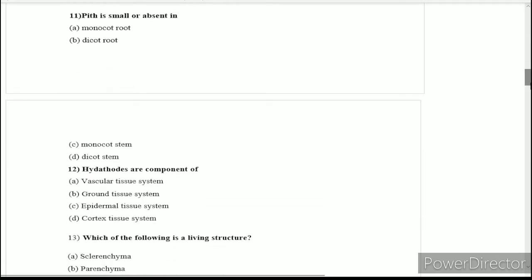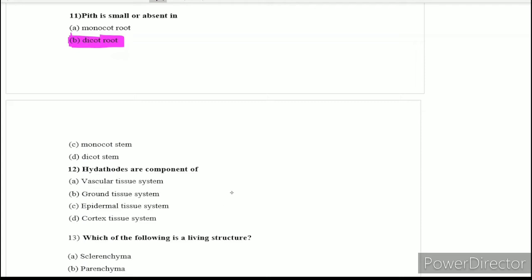Option A, monocot root. Option B, dicot root. Option C, monocot stem. And option D is dicot stem. So for this, the correct answer is option B, the dicot root. In dicot root, the pith is absent or it is inconspicuous. Okay.